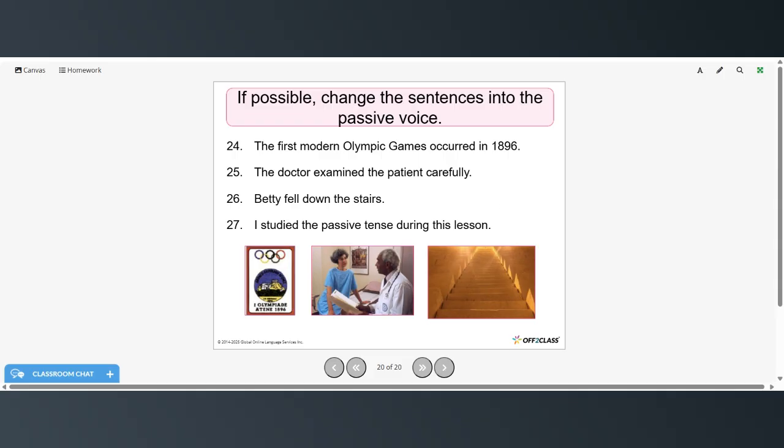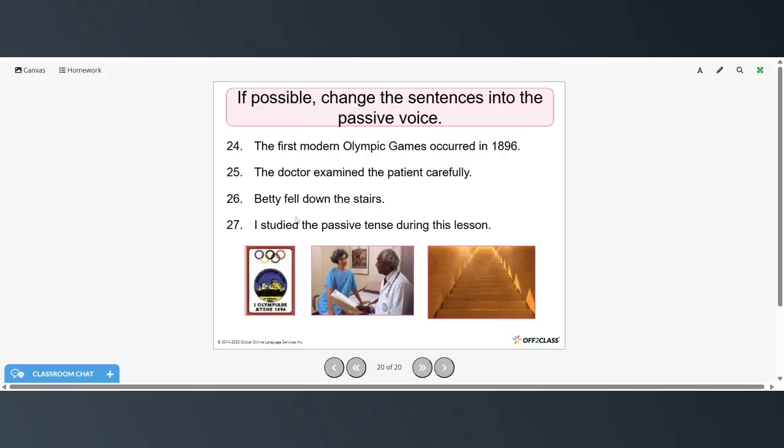Now, if possible, see if you can change these sentences into the passive voice. So the first modern Olympic Games occurred in 1896. Well, this sentence doesn't have an object, so you can't really change it into passive voice. The doctor examined the patient carefully. Here we could say the patient was examined carefully by the doctor.